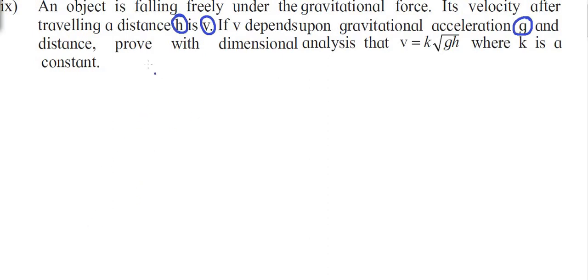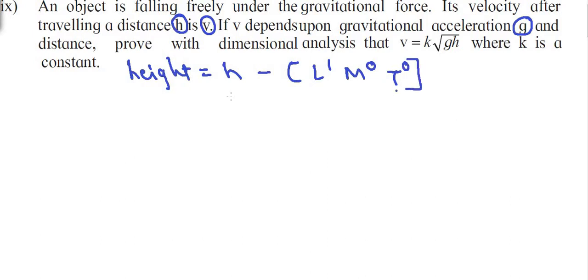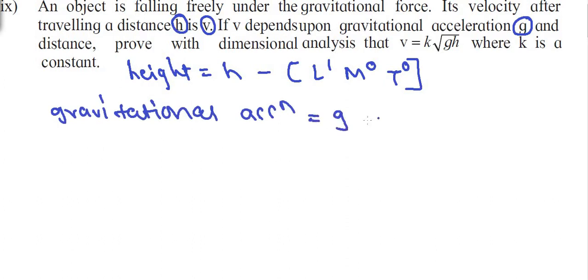Okay, let us first write down that height is h. This is length, so the dimensions are L raised to 1, M raised to 0, T raised to 0. Now the gravitational acceleration g, unit meter per second square: L raised to 1, no mass, and per second square, so time in the denominator, T raised to minus 2.